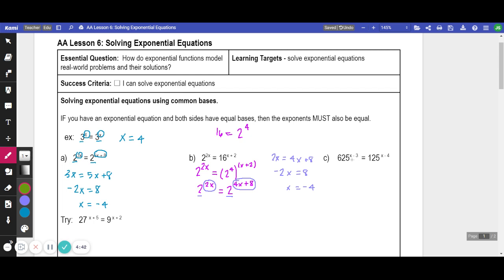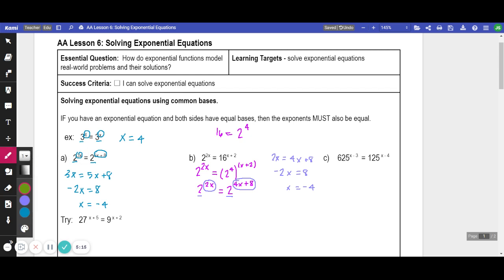Okay, this one, they don't have the same base. They are not a common base. But in the last one I had a 2, and I could rewrite the 16 to have a base of 2. So if I look here, the smaller side is 125. If I try to do 125 to a power, like 125 to the second, that's a huge number. I am not going to get 625. That doesn't work. So for this one, I actually need to rewrite both sides.